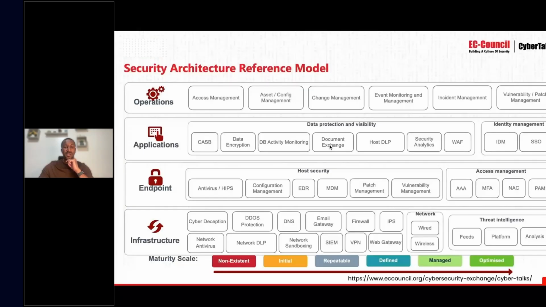This particular one, you have to look at your access management, your asset configuration management, your change management. Look at it. What policies do you have here? How are you doing them? Incident management: do you have an incident management policy? Yes. Have you ever tested it? No. Then you can put it in the sense of an initial stage, but not repeatable.